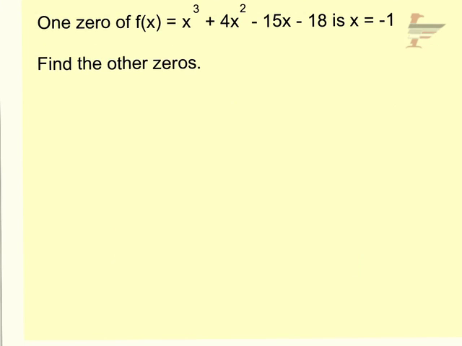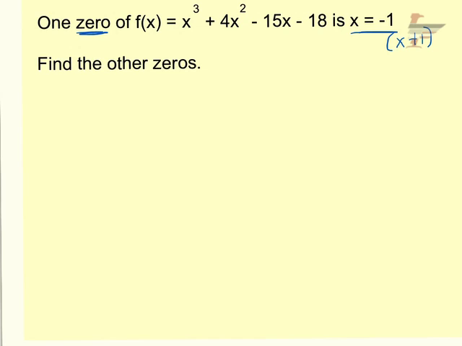Okay, so last example, kind of tying all this together, and pause the video, see if you can figure this out. It says one zero for f of x of the following function is x equals negative 1. So I know that that's a 0. So what does a 0 mean? That means that it's a solution, an x-intercept. That also means that x plus 1 would be a factor, right? Because if I solved x plus 1, I'd get negative 1.